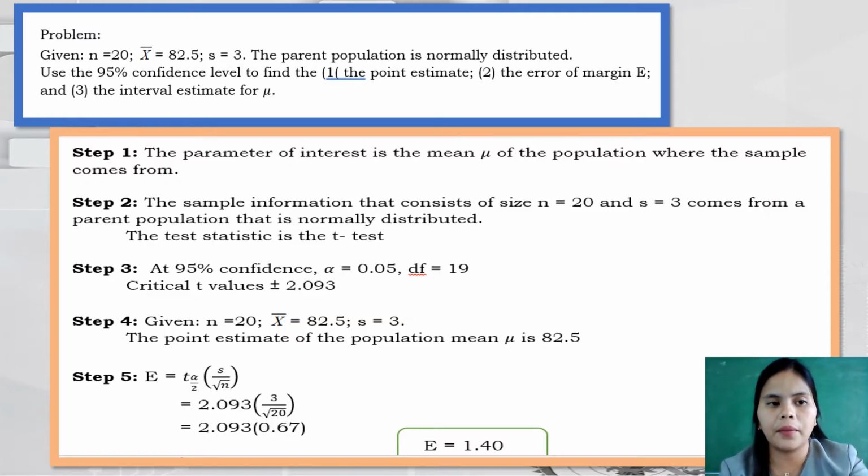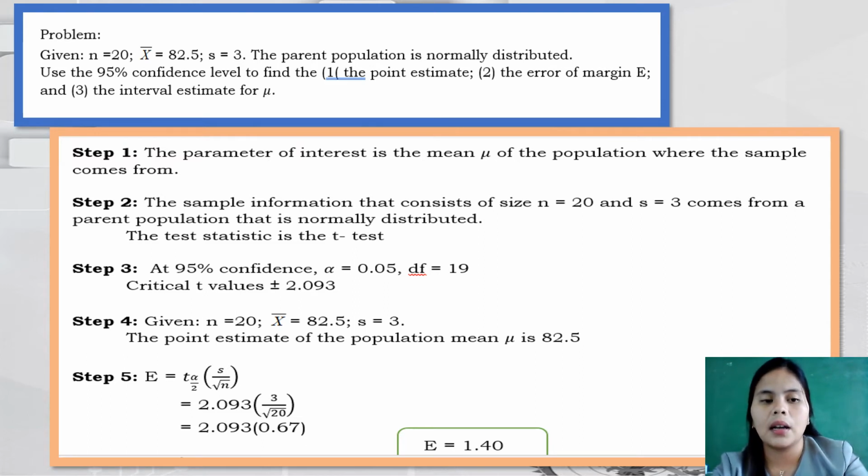Okay, so let's have an example. Let's say we have the given problem. We have the size of 20, the sample mean of 82.5, and the sample standard deviation of 3. The parent population is normally distributed. Use the 95% confidence level to find first the point estimate, second the margin of error, and lastly the interval estimate for the population mean.